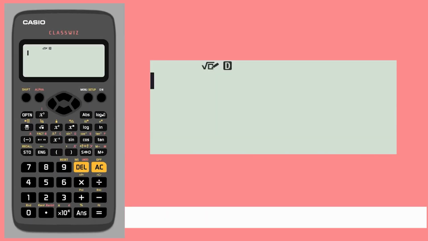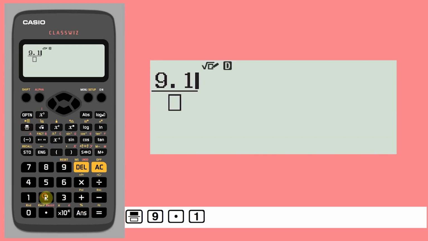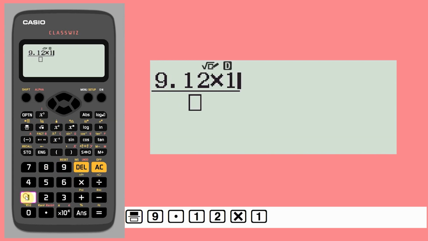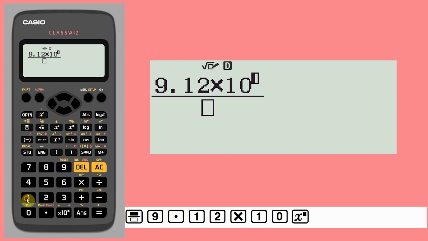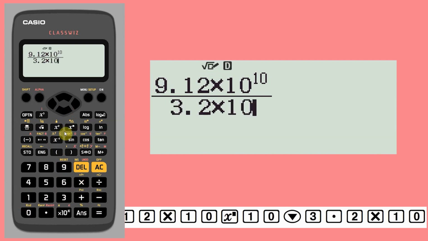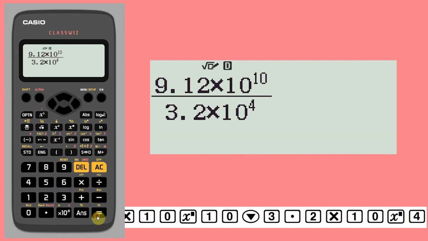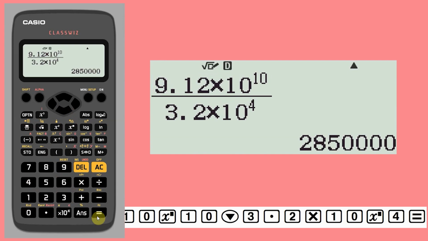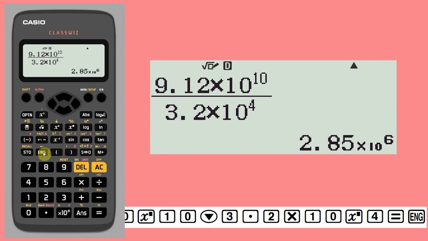Okay, so for question 12, we're going to start with the fraction button. We've got 9.12 times 10 to the power of 10. We're then going to use this arrow to go to the bottom, and then we're going to type in 3.2, the times sign, 10 to the power of 4. And when we hit equals, we don't necessarily get it in standard form. But you can hit this button here, which is ENG, and that converts it into standard form for you.